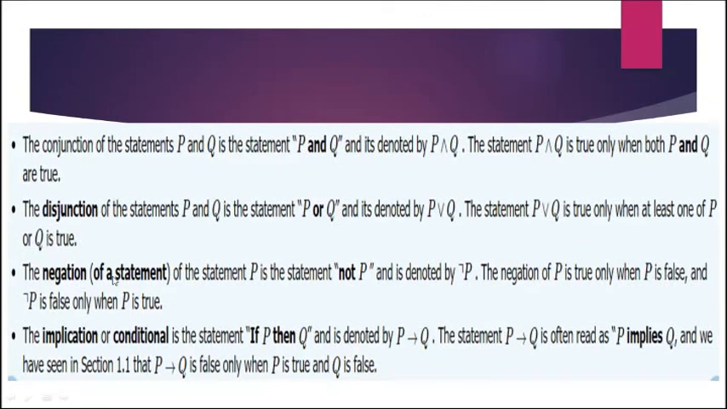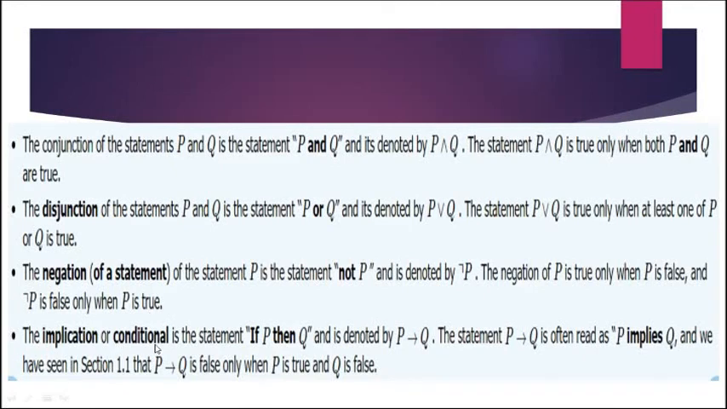Next, you have the negation of a statement. The negation of statement P is the statement not P, and it's denoted by this symbol, negative P. The negation of P is true only when P is false, and the negation of P is false only when P is true. It is the opposite of the truth value.